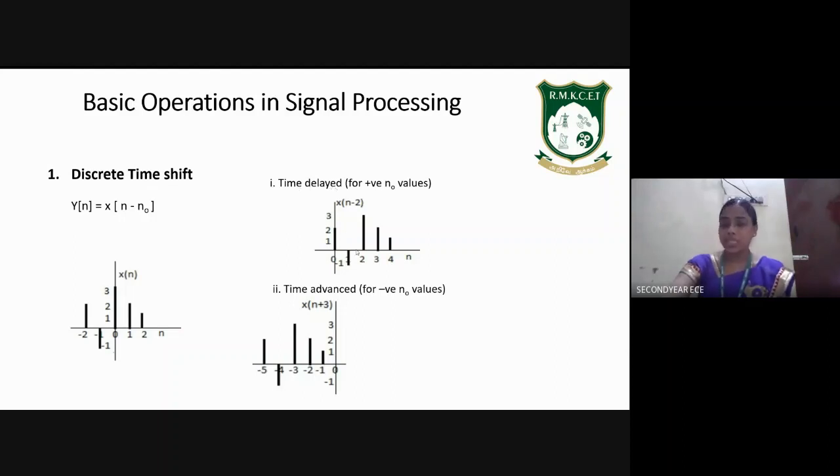So coming to this graph, I will explain. It is x of n minus 2. So here you substitute the n value. Here we have started from minus 5, so here also you start from minus 5. Minus 5 minus 2. What will happen, ma'am?